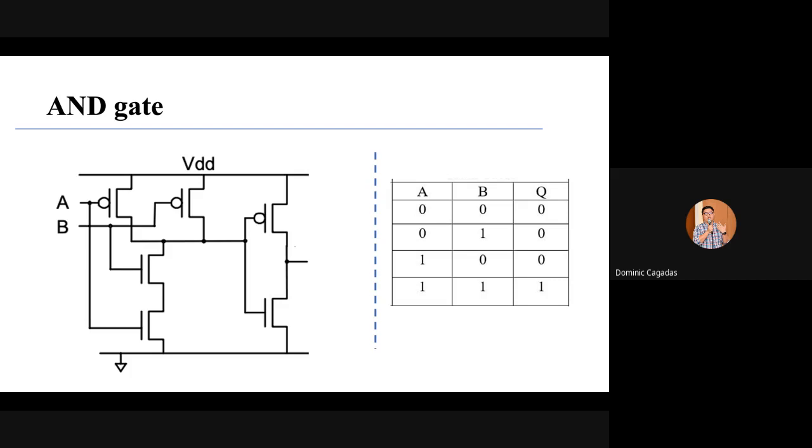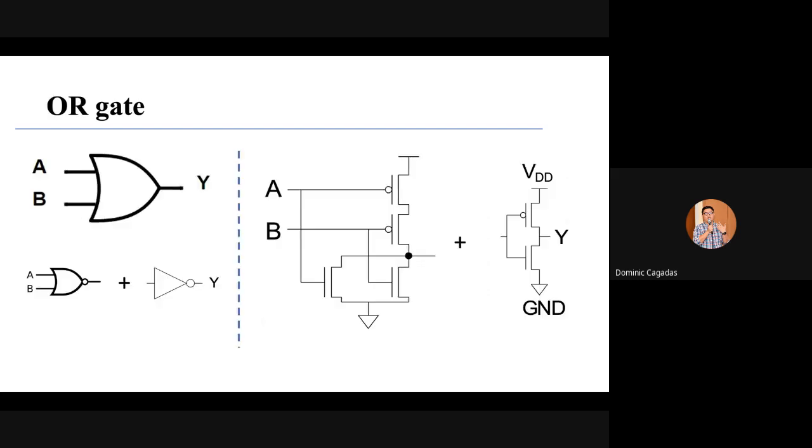Understood, class? Yes, sir. Okay, so let's proceed now with the OR gate. OR is just a combination of your NOR plus your inverter. NOR with a bubble, inverter with a bubble. Again, OR is just a combination of your NOR plus inverter.